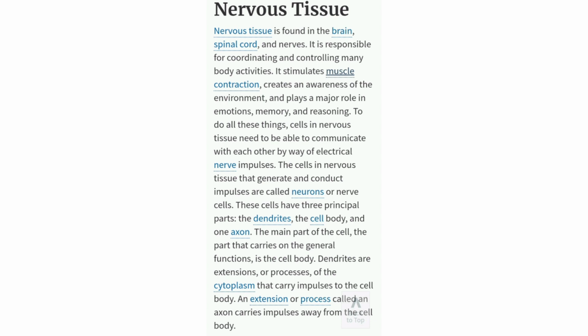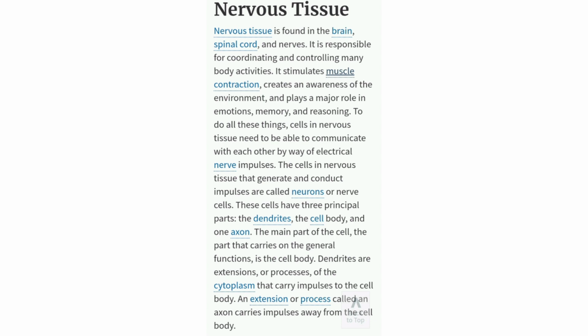Now we will discuss in detail about nervous tissue. Nervous tissue is found in the brain, spinal cord and nerves. It is responsible for coordinating and controlling many body activities. It stimulates muscle contraction, creates an awareness of the environment and plays a major role in emotions, memory and reasoning.